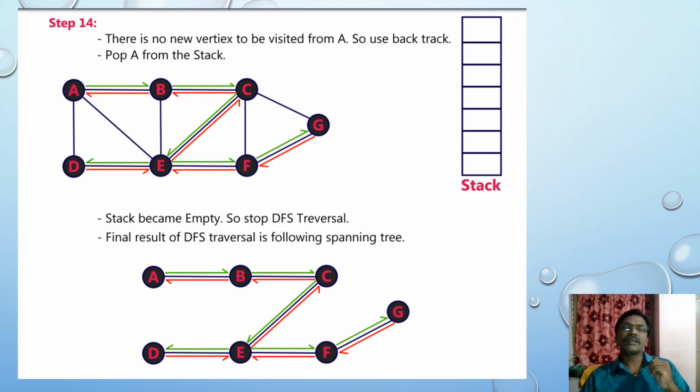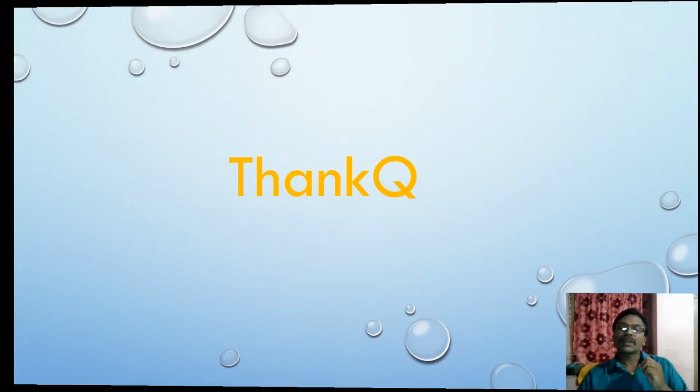Finally, the visiting of the vertices of the graph is called DFS. That means the final result shown is called a spanning tree. Clear? Thank you.